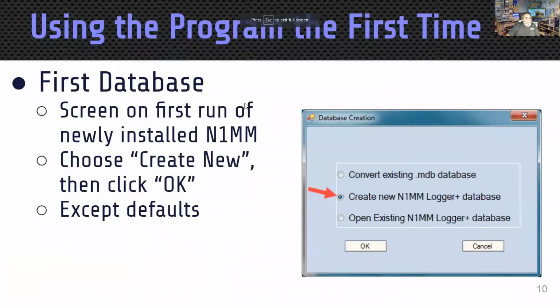So the first time you start up the program, it's going to ask you if you want to convert an existing database, and this is the old format that they used to use, so they're assuming that you were running the old program, or create a new database, or open an existing database. So if it's the first time you're running it, you want to choose the middle option, and just click OK, and it's going to ask you to choose a name for it. Just let it choose the defaults.